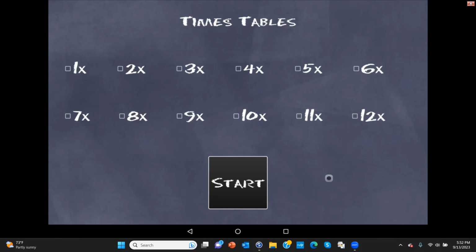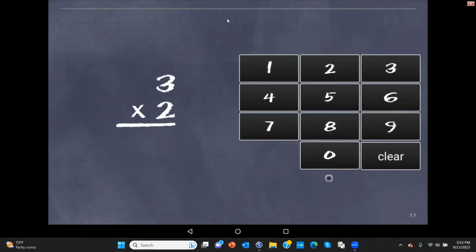All right, so let's click on 2 times, right? You notice 2 times and go to start, right? 2 3s, and then run the exercise yourself and see how long it takes you.